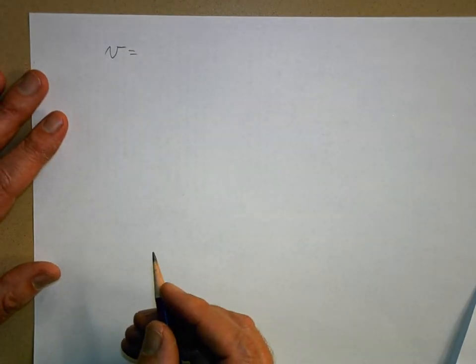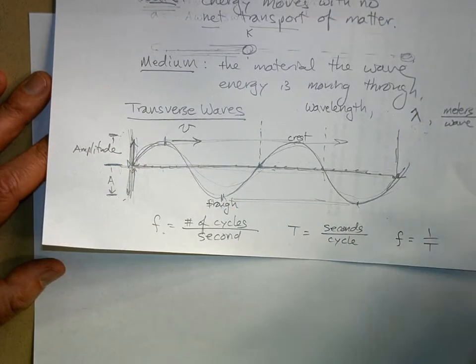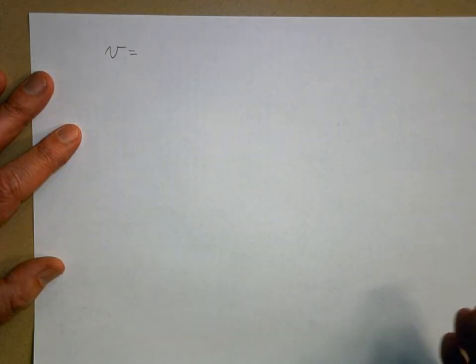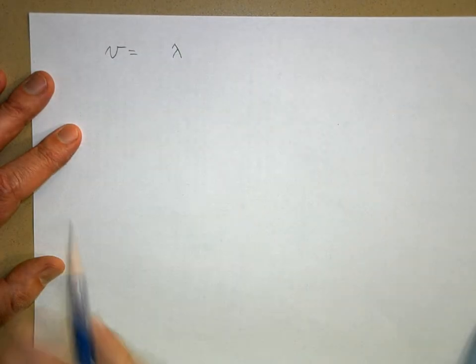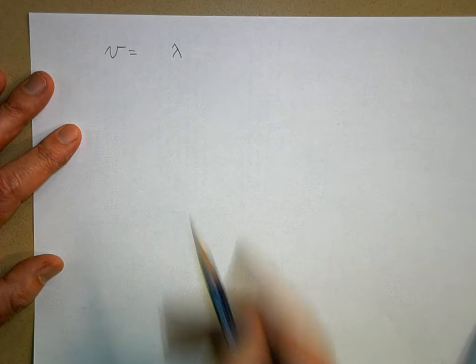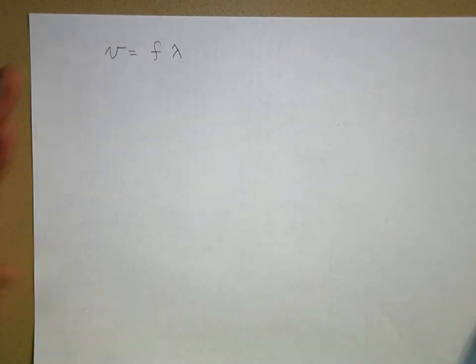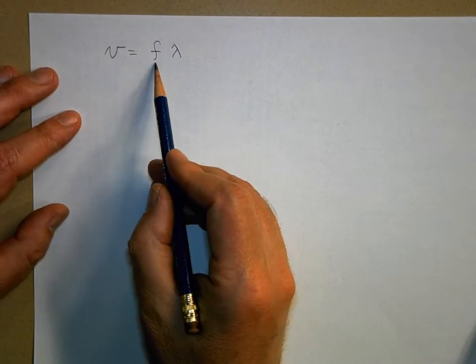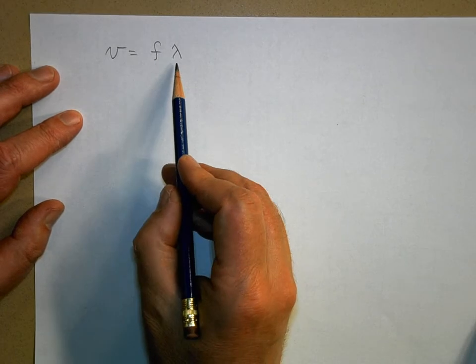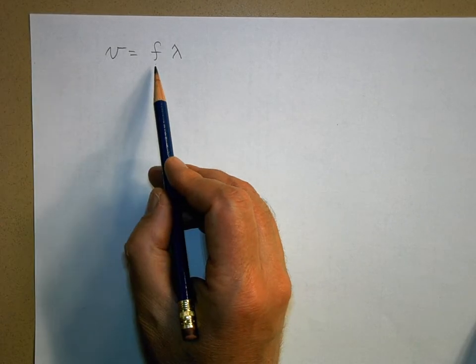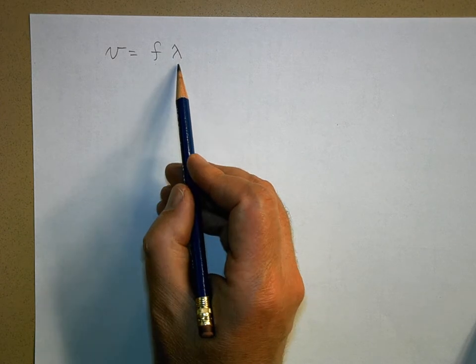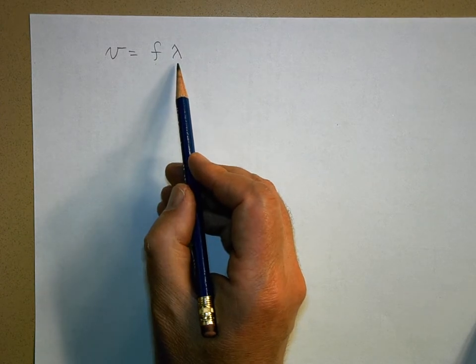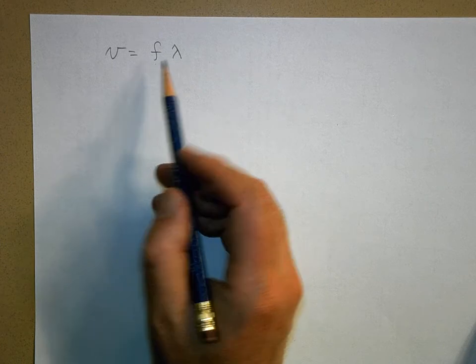Well, think about it this way. How long is each wave? Well, that's the wavelength, isn't it? And how many waves go by each second? Well, that's the frequency. So this is how many waves I make every second, or you can also think of it as how many waves go by each second, and this is how long or what the distance is between each wave. And this gives you the velocity.